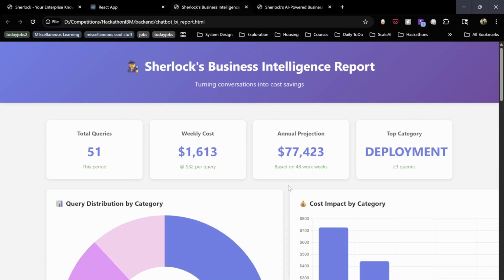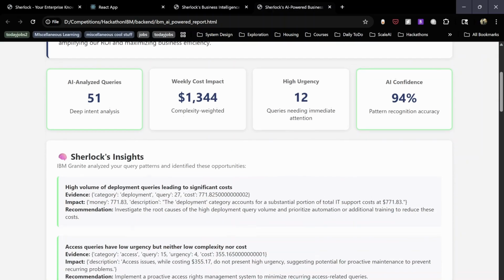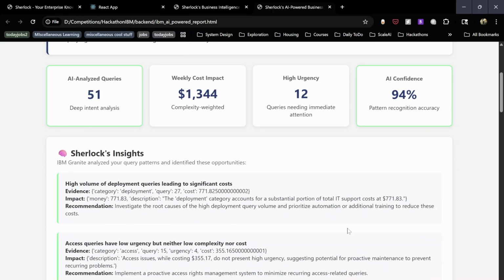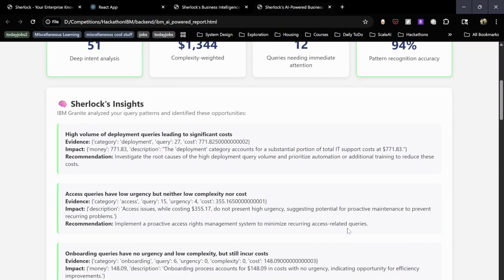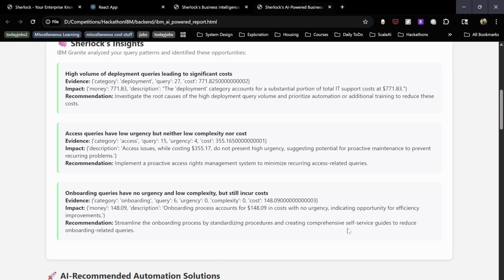But we can take it a step further and use the information and the metrics that we've computed over here and ask IBM Granite to give its own analysis. So this allows us to have a much more rounded and comprehensive analysis based on our particular situation and get insights into what's actually happening and, more importantly, the potential consequences that these patterns imply. And not only that, IBM Granite also gives us the recommendations for our particular scenario.